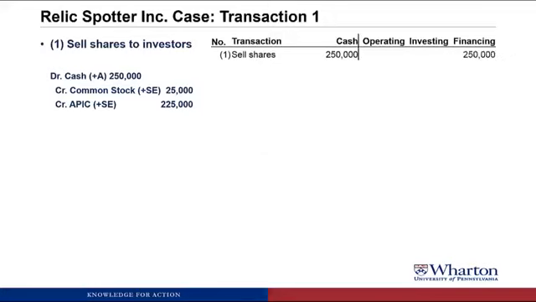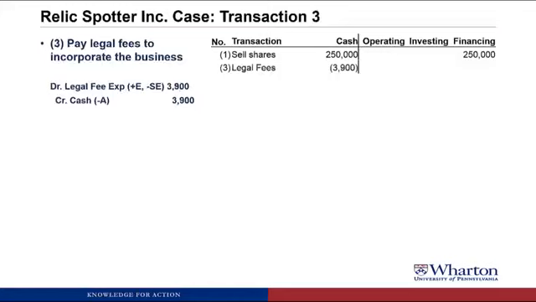The answer here is financing. One of the definitions of a financing activity is cash flows with our owners. So if we're issuing stock, we're getting cash from the owners of the company, which would make it a financing cash flow. Next, transaction number 3.